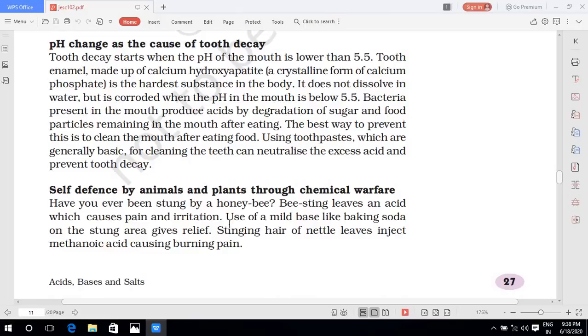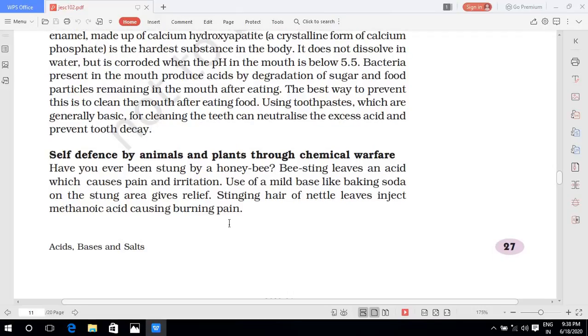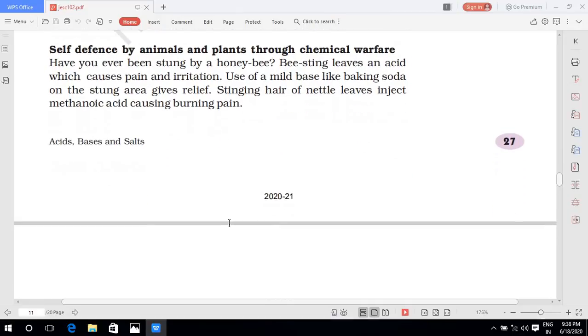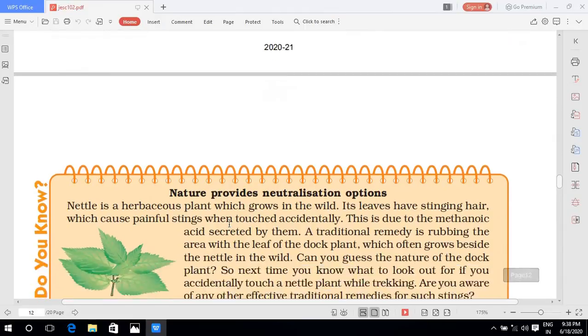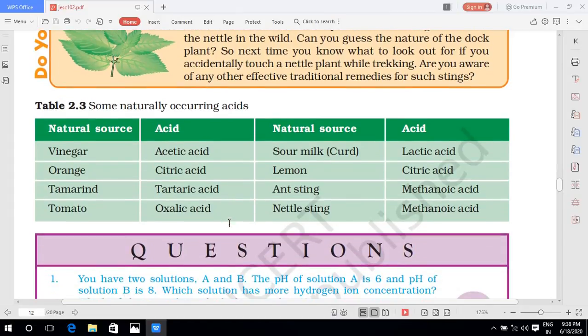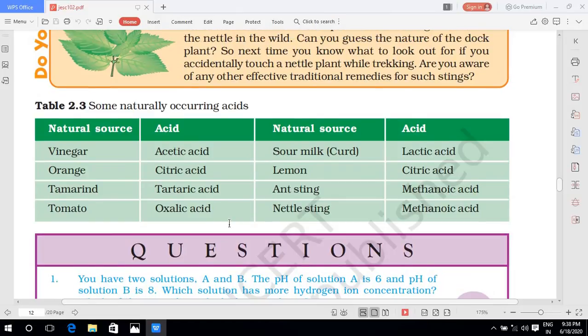Self-defense by animals and plants through chemical warfare. Now honeybee stings, lots of bee stings, and most of the bees have the poison in the form of these acids, and in some cases they have bases. So these acids and bases that are formed in the animals, some animals use as a defense mechanism to protect themselves from the predators.